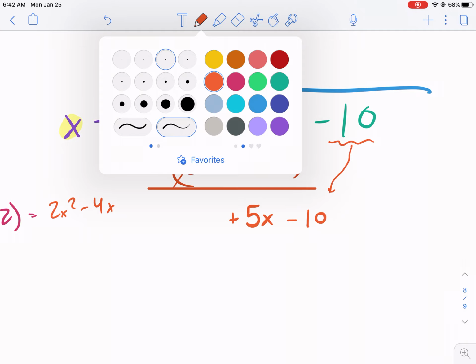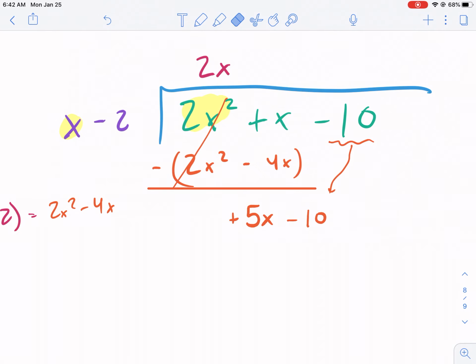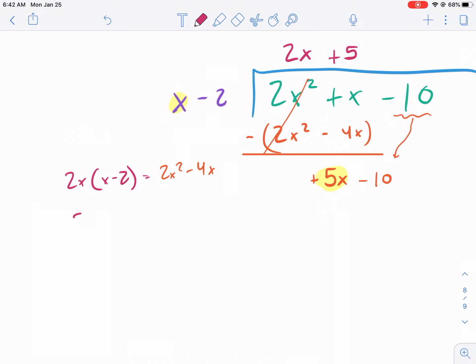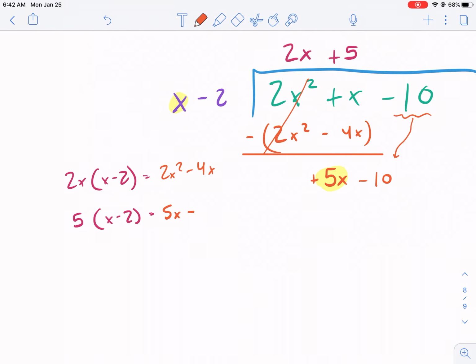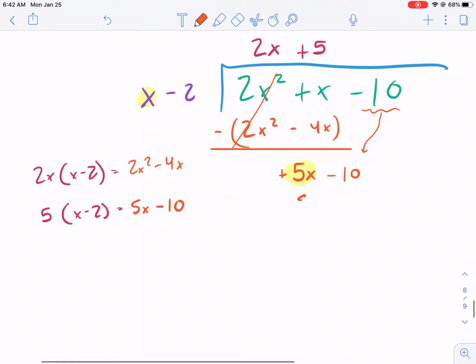Now I don't care about this leading term anymore. Now I care about this leading term. How much does x go into that? It goes in positive 5 times. What happens when we multiply 5 times x minus 2? I get 5x minus 10. So I'm going to write that here, 5x minus 10, and now I subtract like this.